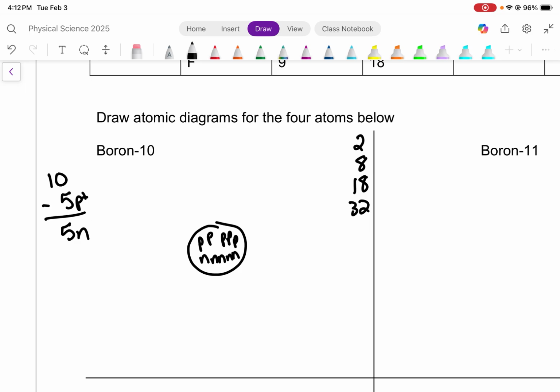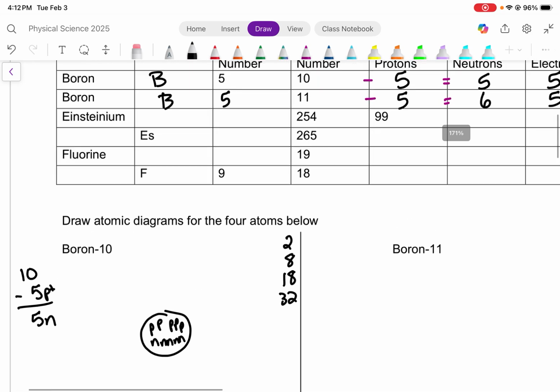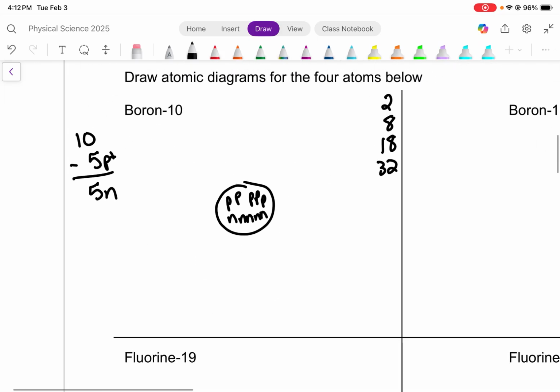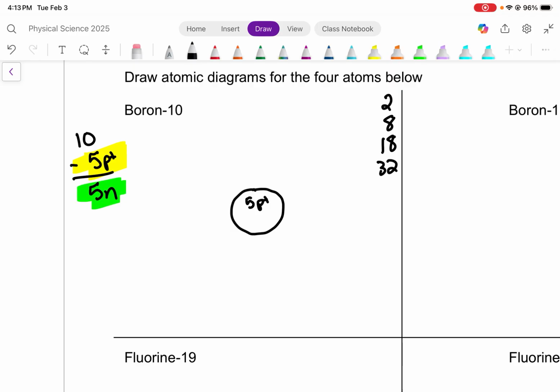Looks great. Well, that's all well and good, but what if I asked you guys to draw me Einsteinium? Oh my goodness, that's like 99 protons and 150 some neutrons. Do you want to put 99 protons and 99 neutrons? There's no way I'm going to count all of those. So we're going to simplify things. Our nucleus is going to look just like this. 5 protons, 5 neutrons. Done. We don't have to make it any more complicated than that.